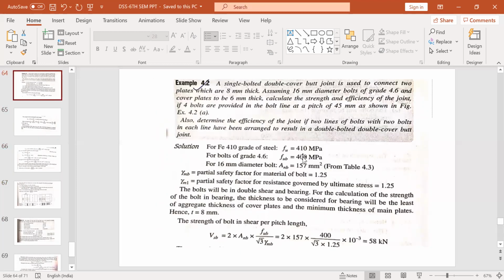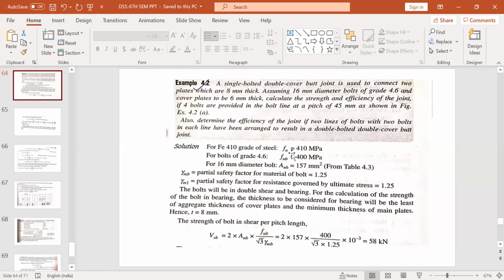Now write the properties for Fe 410 grade of steel and 4.6 grade bolt. Remember one thing: most of the problems that will be given to you will consist of bolts of grade 4.6 and Fe 410. It will invariably be given in the question, there is no need to assume. But if it is not given, say the examiner has forgotten to mention it, you can assume the bolts will always be of grade 4.6 and the grade of steel will be Fe 410.